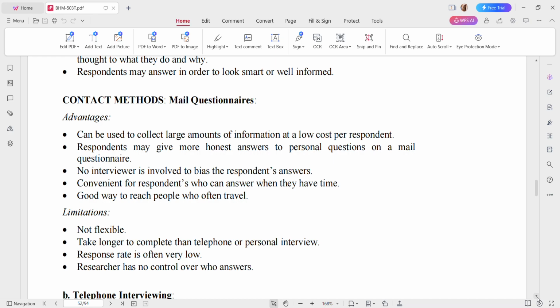It's not flexible. Yeah, it takes longer to complete than telephone or personal interview. Why take longer? Because the participants have the luxury to decide when to answer the question. You cannot force them to answer the question. What you can only do is to follow up if they have answered the questions posted.